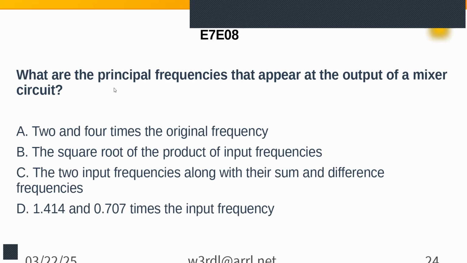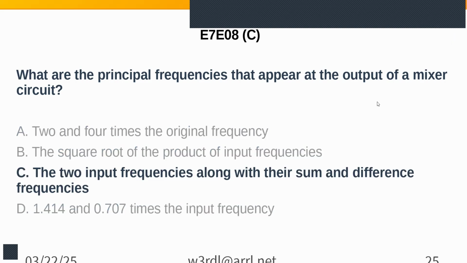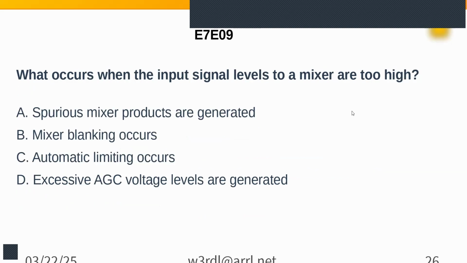So what are the principal frequencies that appear at the output of a mixer circuit? Charlotte. Carrier plus the two sidebands.